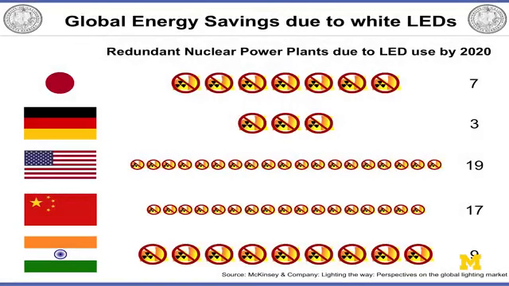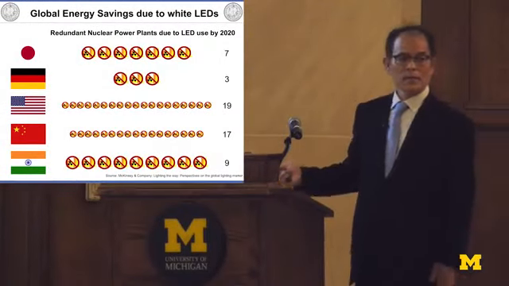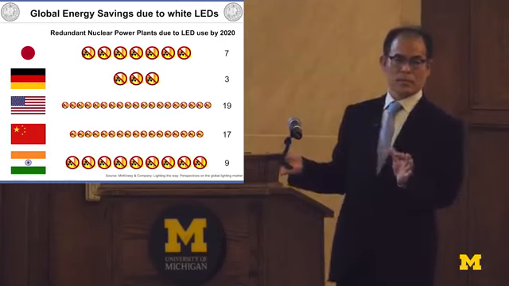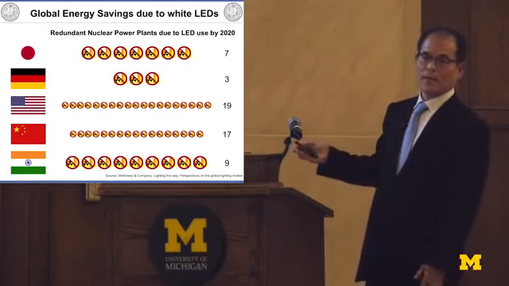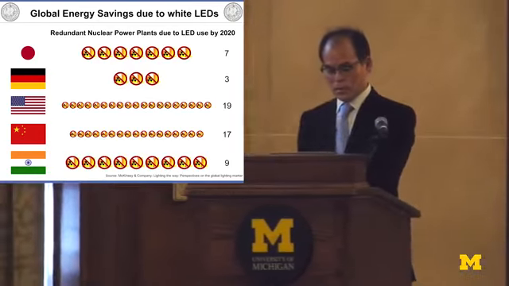And how can we save energy by using LEDs? This one, just by 2020. So in 4 or 5 years, we can save energy almost comparable to 19 nuclear power plants only in the United States. In China, 17 nuclear power plants. So all over the world, we can save 60 nuclear power plants by using LEDs in 5 years. So it's a huge energy reduction.